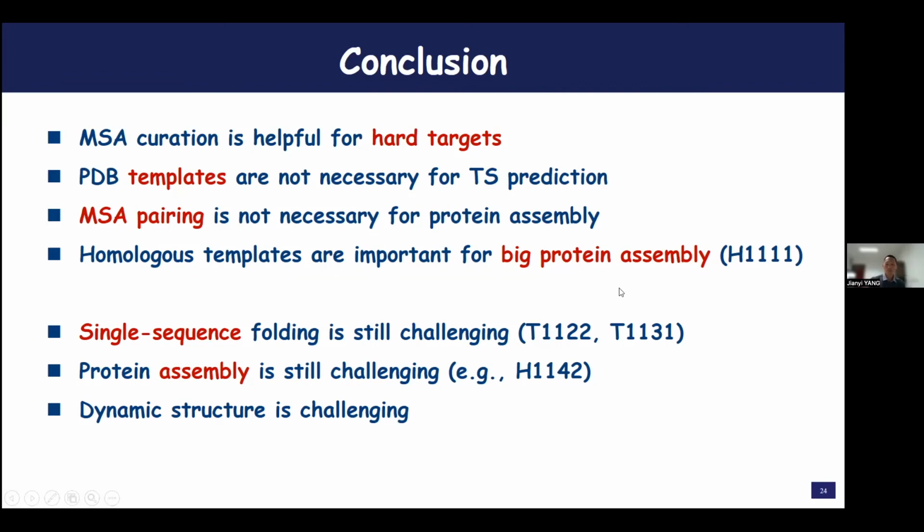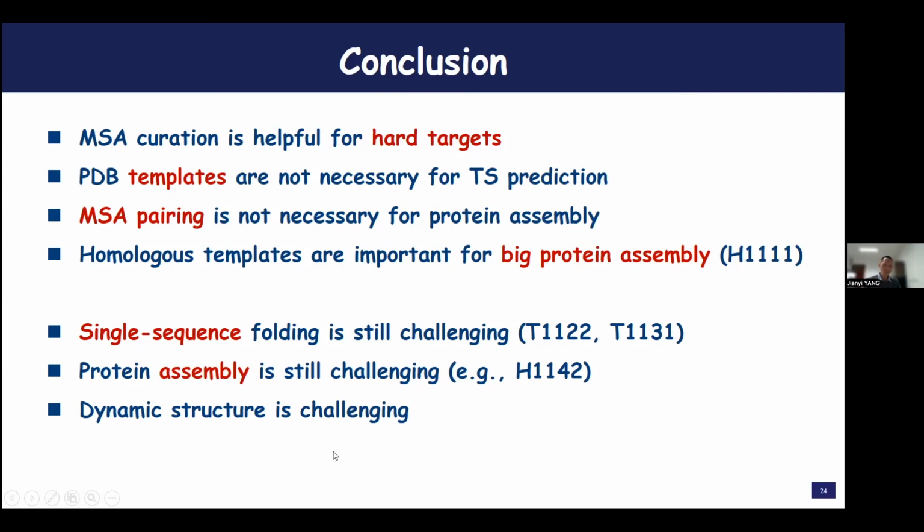And for this bigger protein assembly, homologous templates are important. For example, for this target, AlphaFold2 multimer cannot build a structure of this big size, but we need to use a template to superpose. And for the future challenges, for these two, single sequence folding is very difficult; I have no idea how to fold them. And for the assembly of a very big target, it's so difficult.